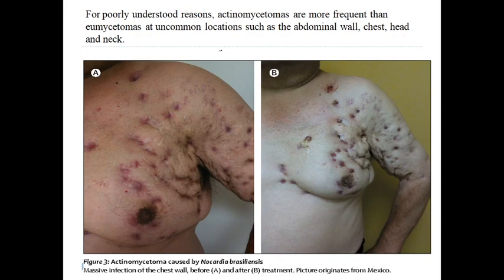It is poorly understood why actinomycetomas are more frequent than eumycetoma at uncommon locations, that is abdominal wall, chest, head and neck. So these mycetomas are more commonly with bacterial agents, that is, they are more actinomycetomas rather than eumycetomas. In this picture, we can see the first picture is without treatment and the second picture is after treatment. So severe scarring will be there, severe deformity can be there, so complete recovery is not that good, and the scarring is ultimately there because deeper tissues are involved.